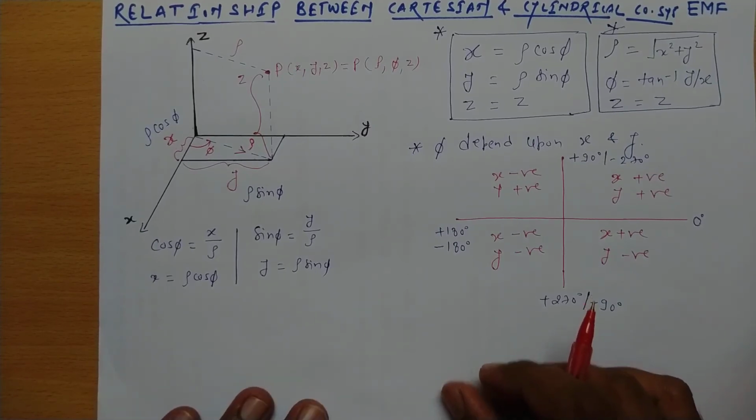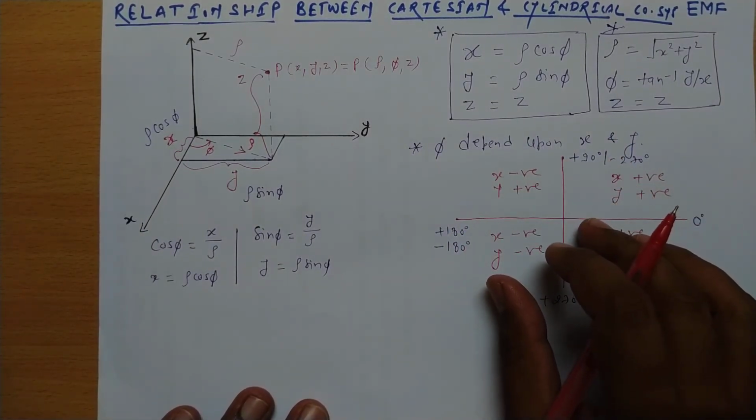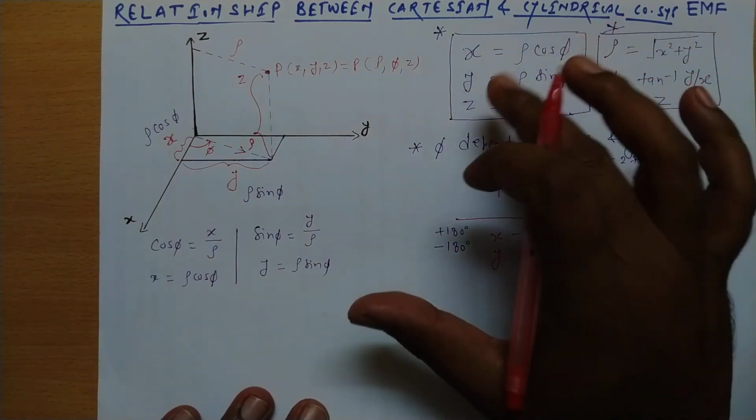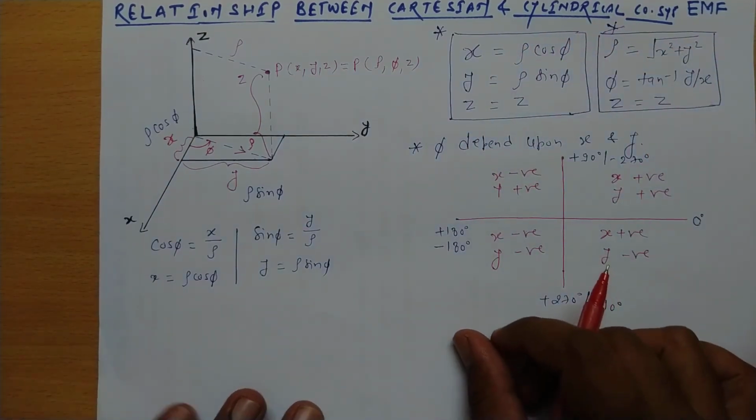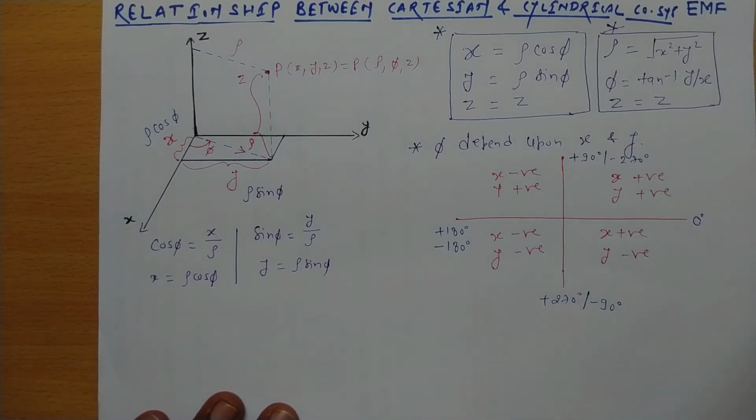These are very important for phi, because phi has a relationship with both x and y. One more thing I would like to tell you: in the Cartesian coordinate system, x, y and z are totally independent of each other, but in the cylindrical coordinate system, phi affects the value of rho and z.